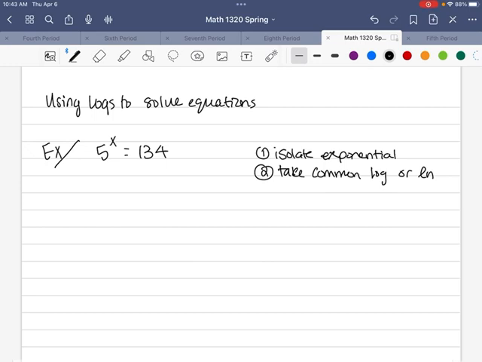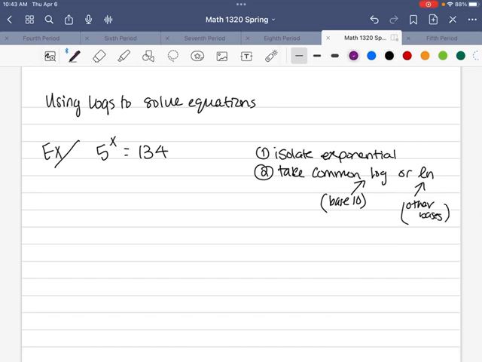And then if we don't have a base 10, so like if this was 10 to the x equals 134, see how that's a base 10, then we would take the common log. And when you don't have a base 10, we can just take the natural log of both sides. So if the base is not 10, take the natural log. If the base is 10, take the log. So we want to use this if we have a base 10, and we want to use this for all other bases.